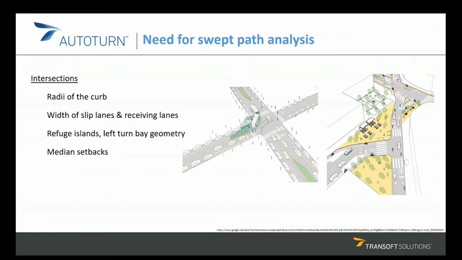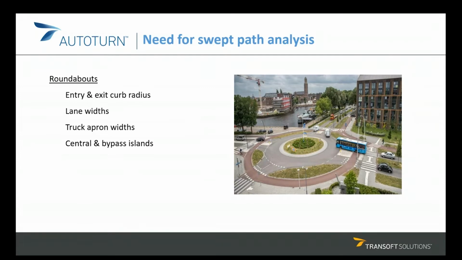So swept path analysis results can be a deciding factor for various design features. Like in intersections, it can decide the radii of the curb, width of slip lanes and receiving lanes, refuge islands, left turn geometry, median setbacks, etc. At roundabouts, the exit and entry curb radius, various lane widths, truck apron widths, and central and bypass islands.